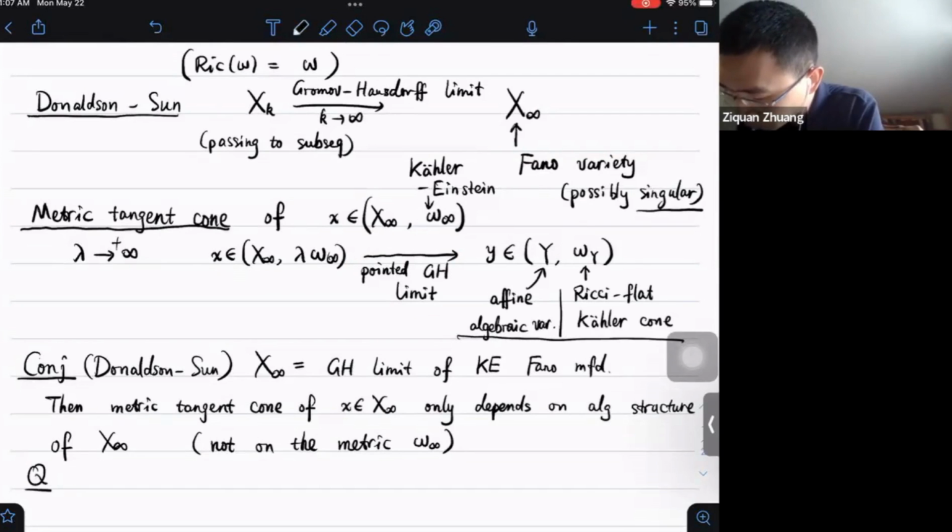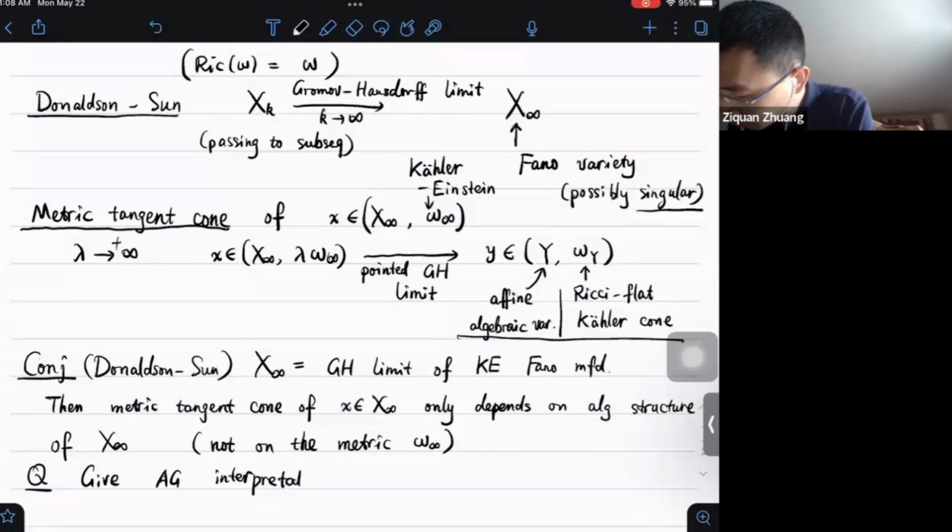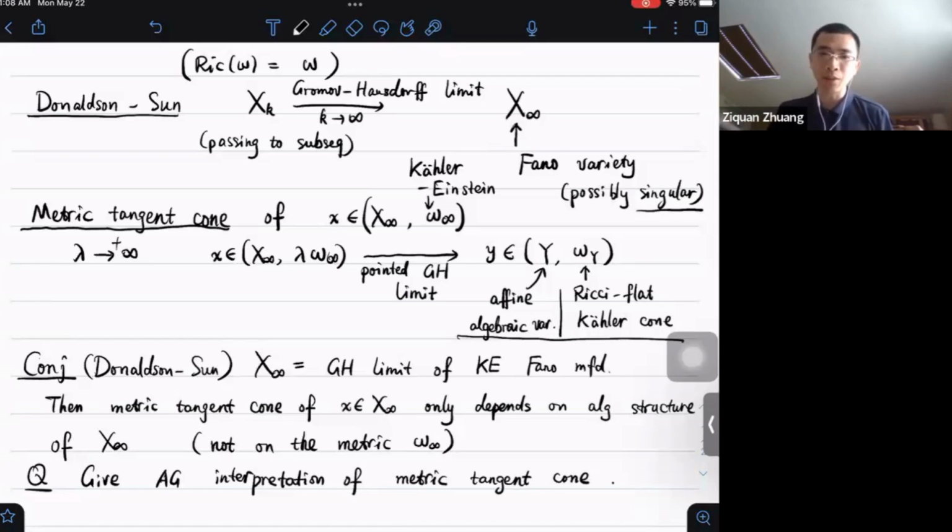Okay, so maybe the next level of question is to give an algebraic geometric interpretation of this metric tangent cone. Okay, so basically this is the question I want to focus on in this talk.